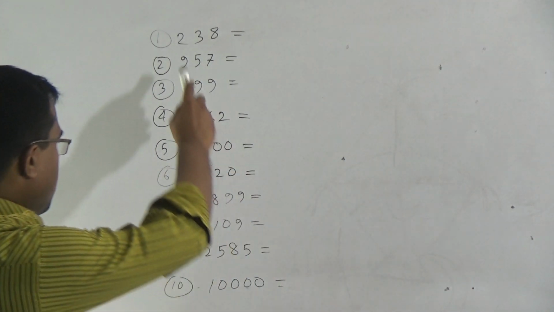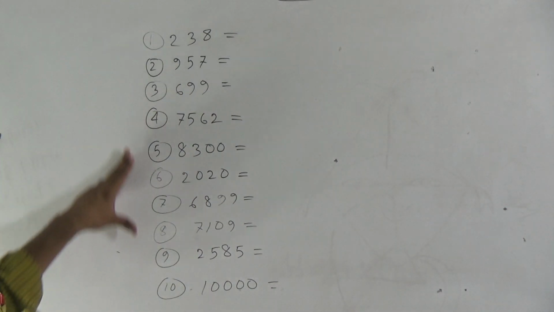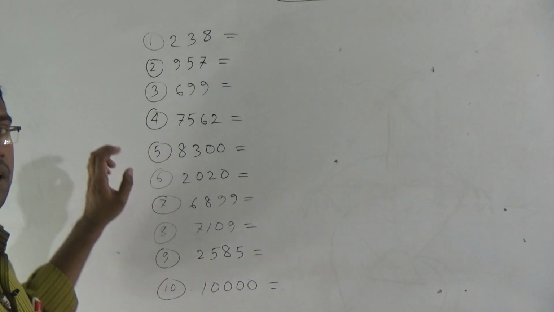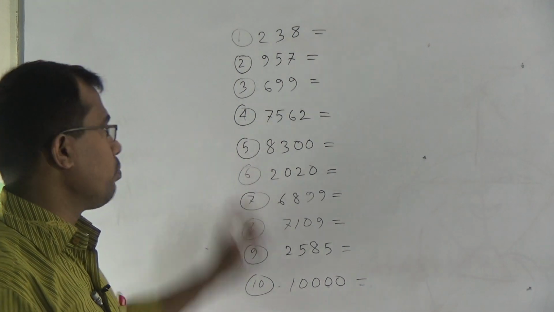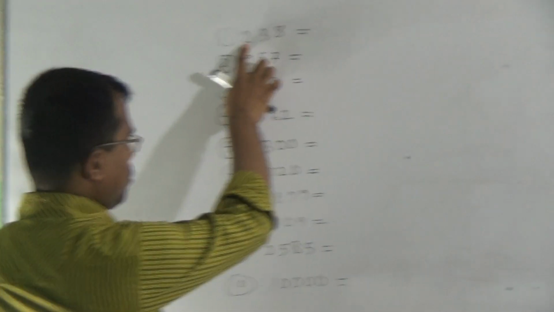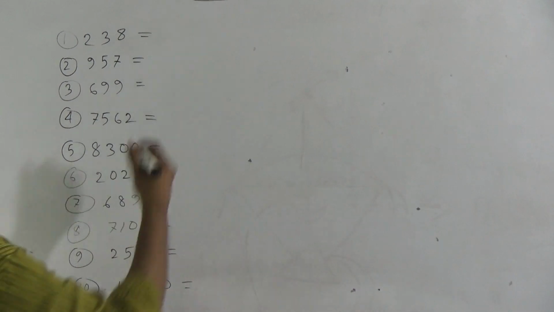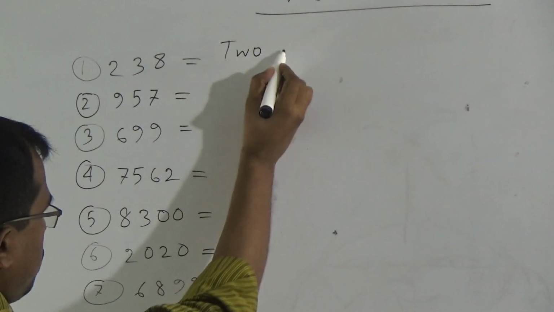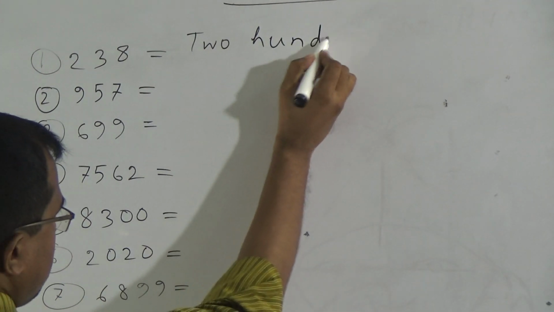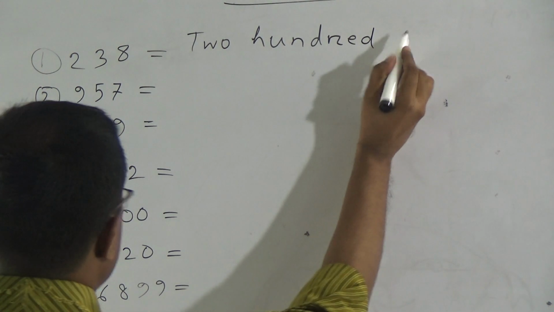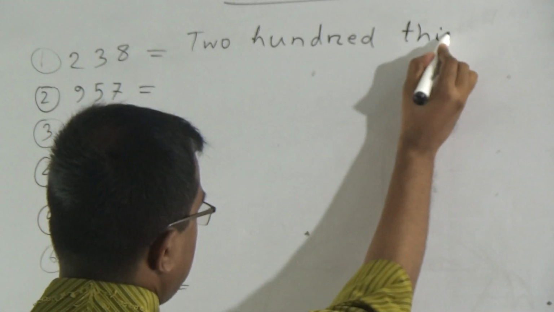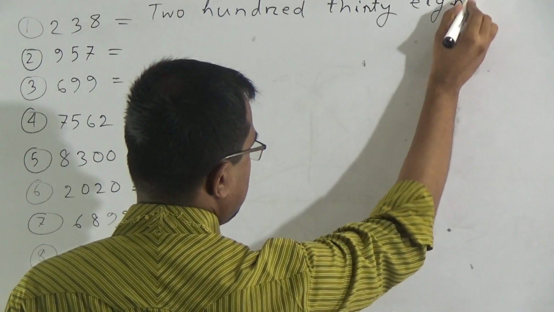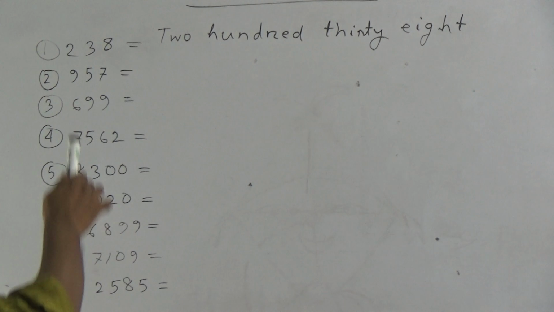Here 10 numbers are given and numbers are written using digits. We have to write the numbers using English alphabetical symbols. First number is 238. Two hundred thirty eight. Thirty eight. Now second number.